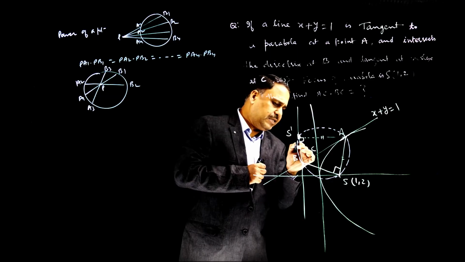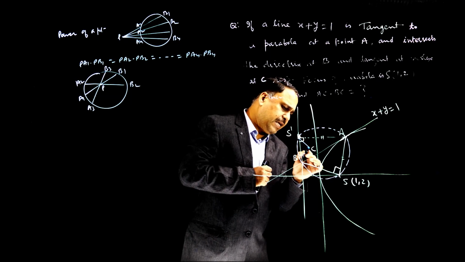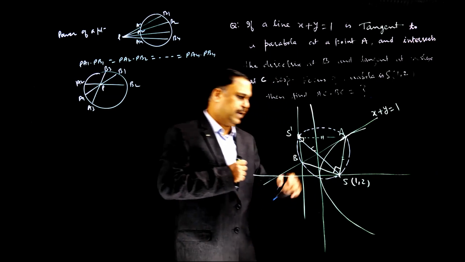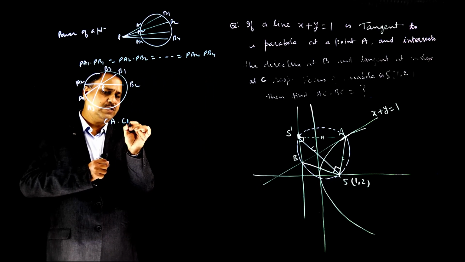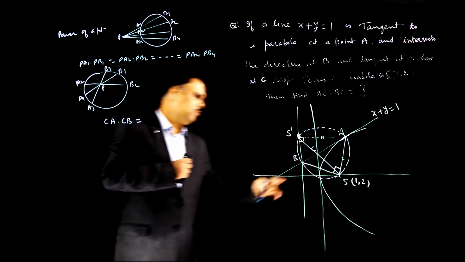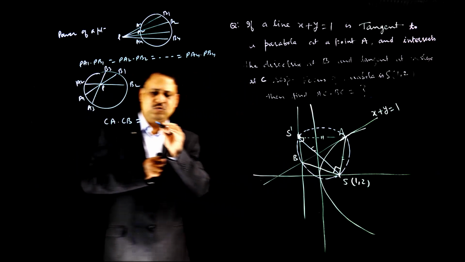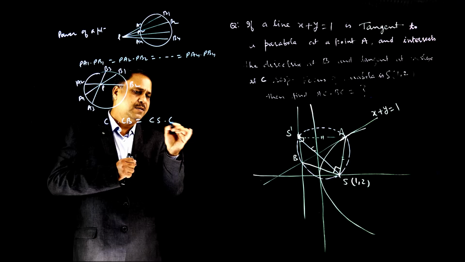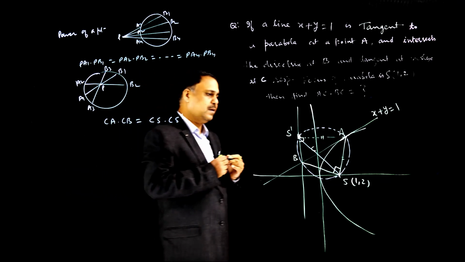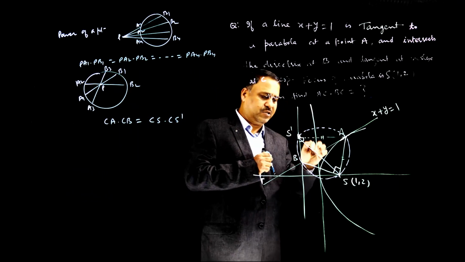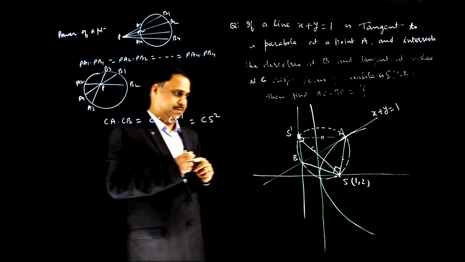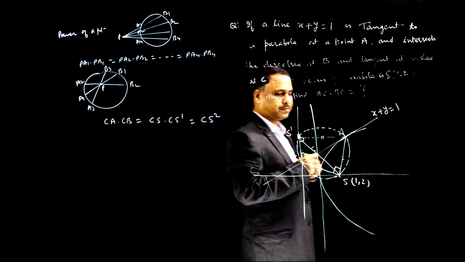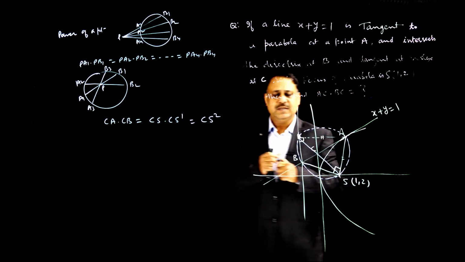Now in this, if you consider C as one point, then CA into CB must be equal to CS into CS dash, and as S dash is the reflection, C will be the midpoint, so this is equal to CS square.